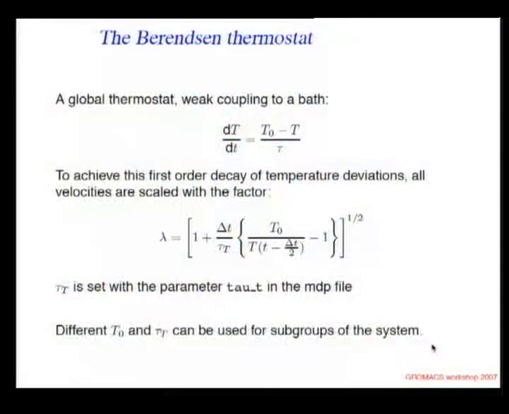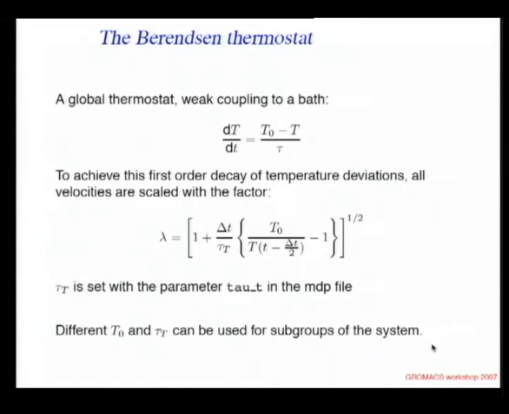One of the popular ones is the Berendsen thermostat, which couples weakly to a bath, is the idea. If you have a temperature T that deviates from the temperature you would like to have, T0, you slowly couple it with a single exponential decay, first order decay, with a time constant tau, so that it relaxes to the temperature you want. To achieve this, you can scale all the velocities with a factor lambda, which is written here in this way, which contains this tau, and then this will work out. You set this tau in the MDP file.